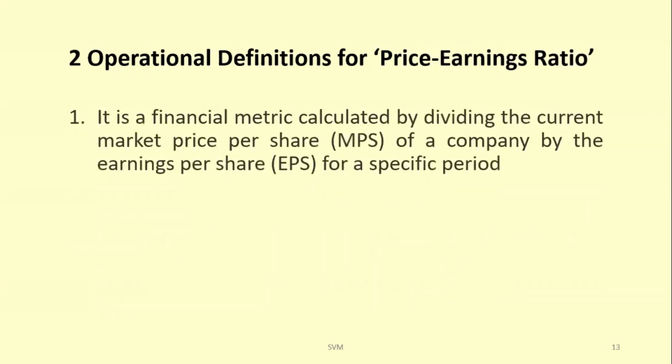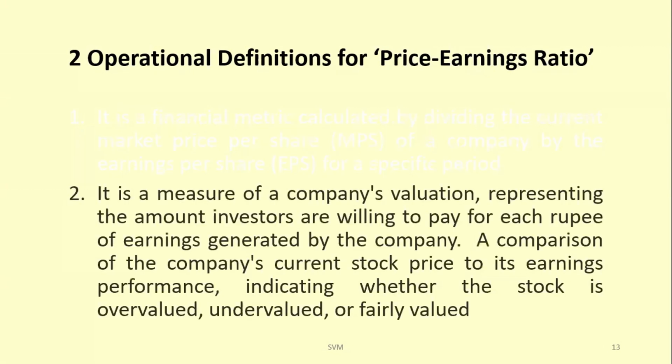Price-earnings ratio. It is a financial metric calculated by dividing the current market price per share of a company by the earnings per share for a specific period. So you can call price-earnings ratio a measure of a company's valuation, representing the amount investors are willing to pay for each rupee of earnings generated by the company. It is a comparison of the company's current stock price to its earnings performance, indicating whether the stock is overvalued, undervalued, or fairly valued.